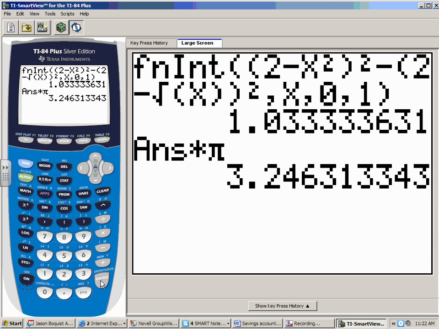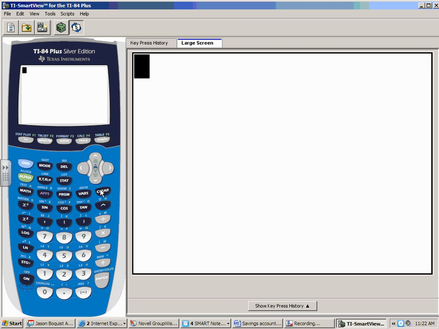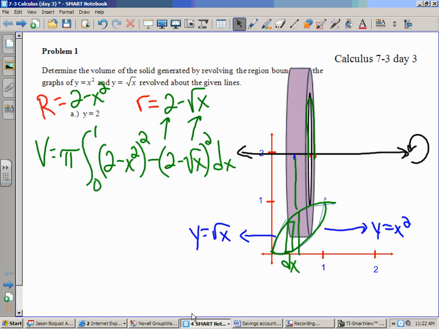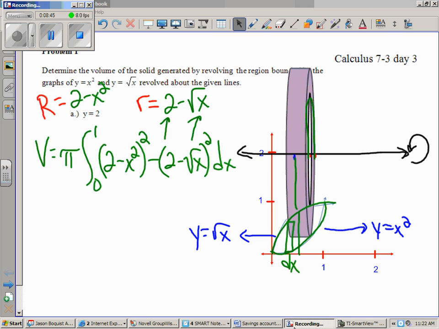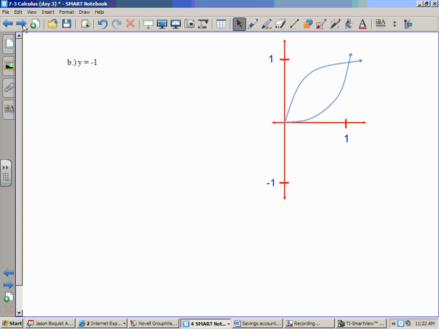So, any questions on that? All right. Well, let's take a look at... So we're doing the same graph. Let's see how we're doing on time. Pretty good. Going to do the same graph, but now we're revolving around y equals -1.